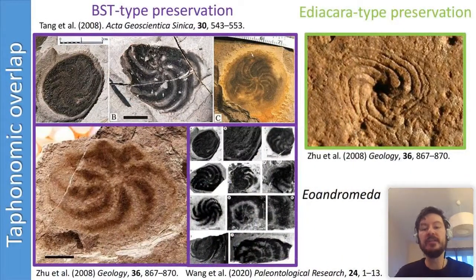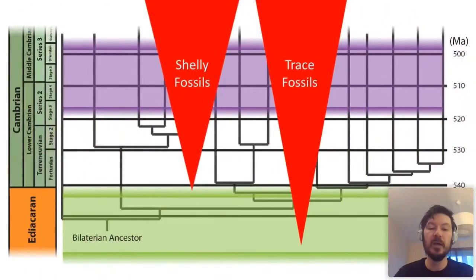And to make matters worse, there's not just a temporal gap, but there also seems to be pretty little taphonomic overlap between these different styles of preservation. So only a few taxa have actually been found fossilized in both these types of Lagerstätten. There's Flabellophyton, a macroalga, and also Eoandromeda, this possible stem group ctenophore that you can see here is perhaps the best known example. But in general, the lack of overlap between these different taphonomic modes could also be amplifying the apparent disconnect.